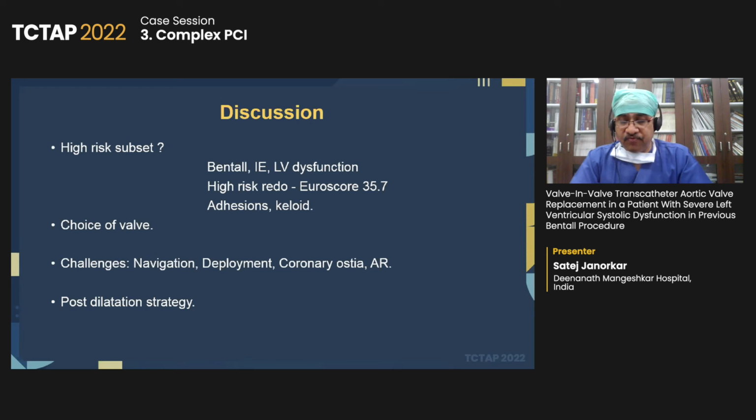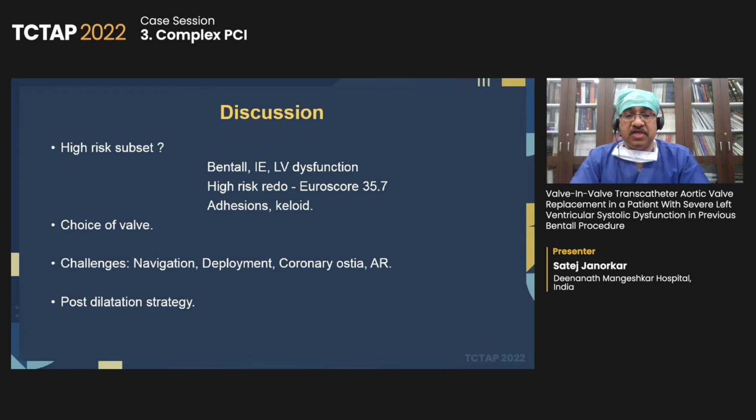Deployment of the valve in position was a little challenging because there was an absence of severe calcification, which we now see in most cases of aortic stenosis. Here there was aortic regurgitation also, so lack of visibility was the problem. The anchoring of the prosthesis was also a problem because of the lack of calcification. So we faced a few challenges while deploying.